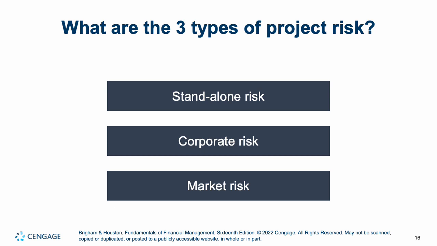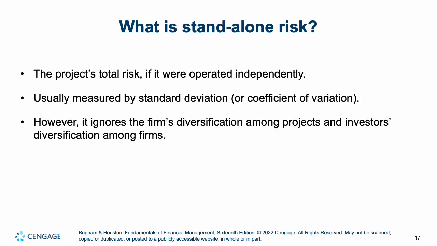So what are three types of project risk? We have standalone, corporate, and market, and we're going to look at all of the following. Standalone risk is generally the project's total risk if it was operated completely independently. Usually measured just like when we look at risk of stocks with standard deviation or coefficient of variation, but it is ignoring the firm's diversification among projects and investors' diversification among firms.